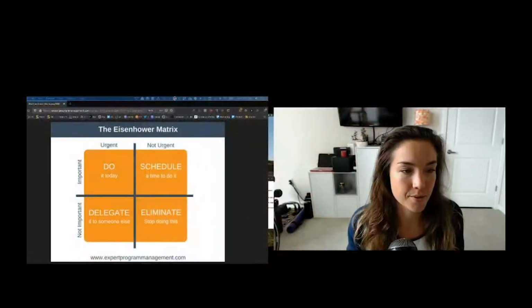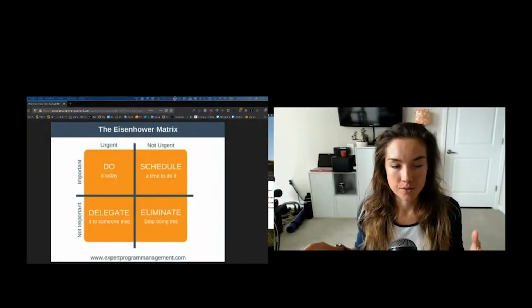Okay, so first of all, the Eisenhower Matrix is also referred to as the urgent versus important matrix, and it helps you decide and prioritize tasks based on urgency and importance. So pretty self-explanatory. It looks something like this. So it has your 4 quadrants.